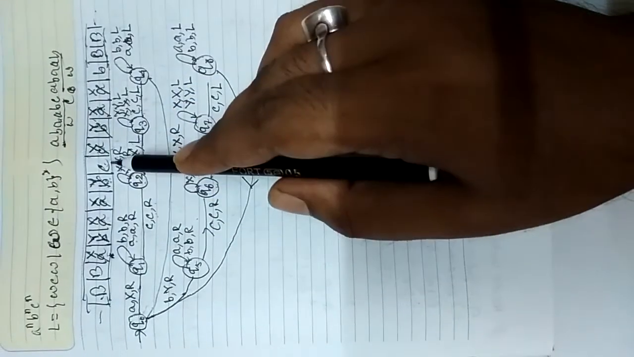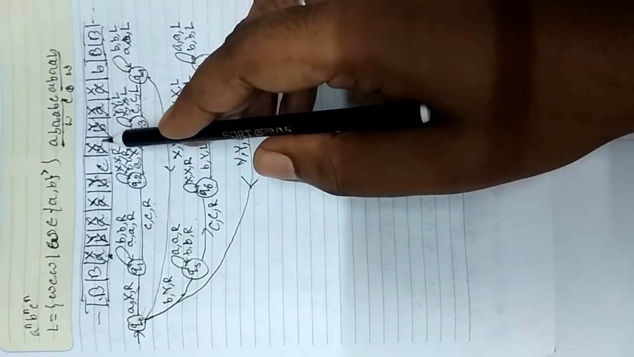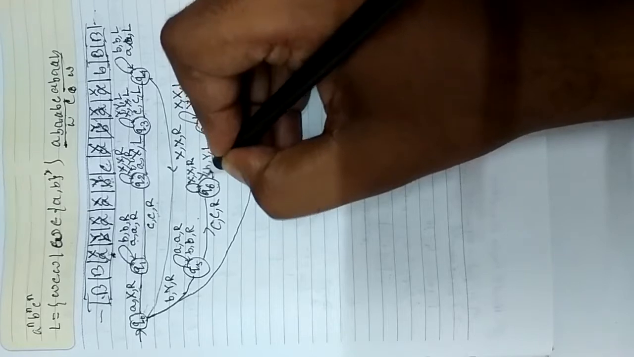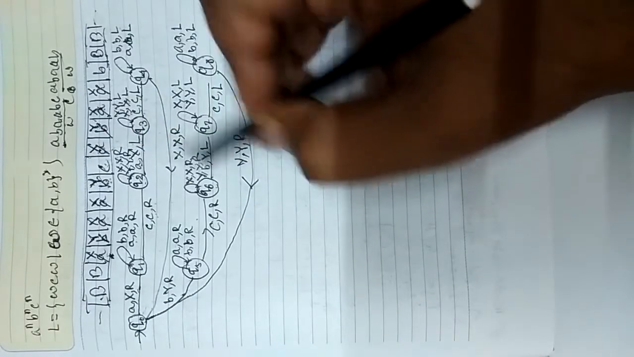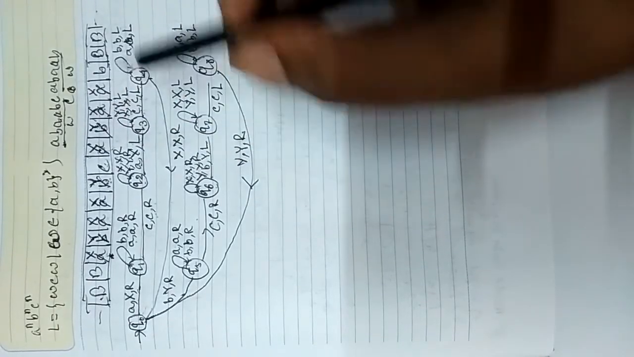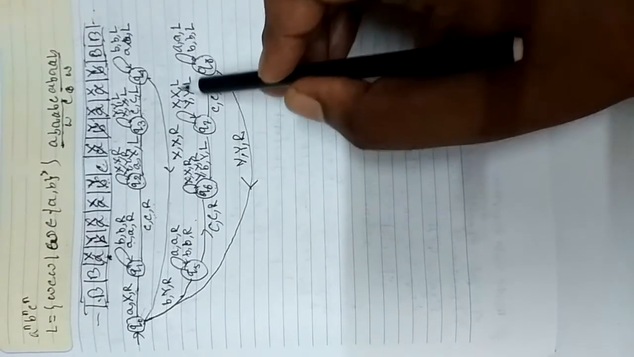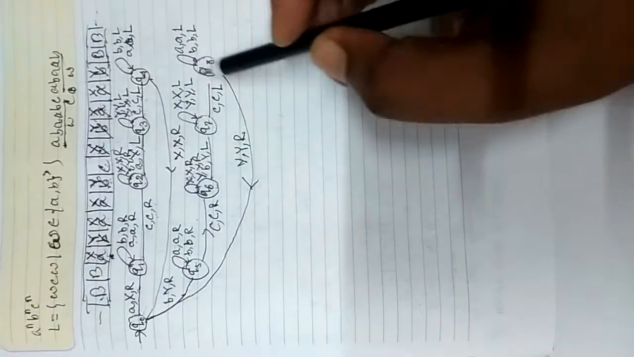So it will read c, replace c by c, and move towards right. Then it will encounter x, then y. So y, replace y by y, and move towards right. This will happen: first x, then y, again x, again x. Then it will read b, replace this b by y. Then it moves back. While moving back, it will encounter x and y's again, and it will ultimately read c.